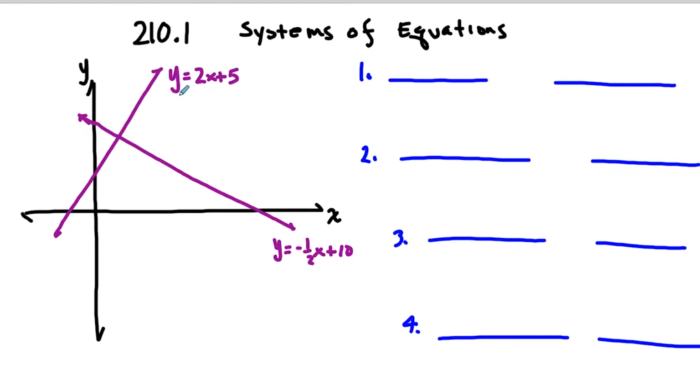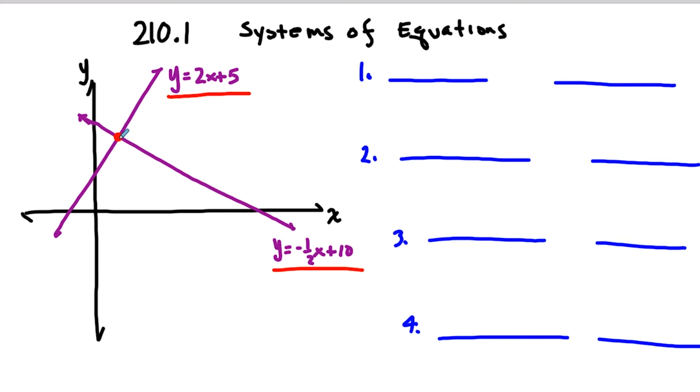Let's look at two lines I've drawn on the board. The first is y is equal to 2x plus 5. The second line is y is equal to negative 1/2 x plus 10. These two lines cross in the xy plane. When I graph it out, I can see their intersection. So they intersect, otherwise known as they have a solution. There is an xy pair that fits both of them.